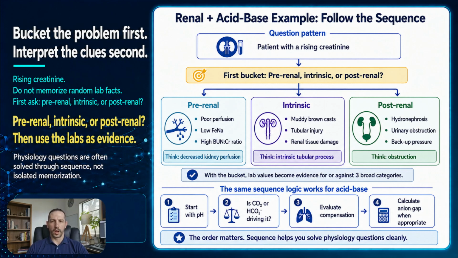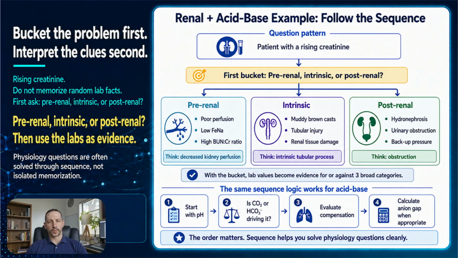Poor perfusion, a low fractional excretion of sodium, or an elevated BUN to creatinine ratio supports a pre-renal process. Muddy brown casts suggest intrinsic tubular injury. Hydronephrosis or urinary obstruction points toward a post-renal cause. Without the bucket, every lab value feels like another fact you need to interpret independently. With the bucket, the laboratory values become evidence for or against one of three broad categories.